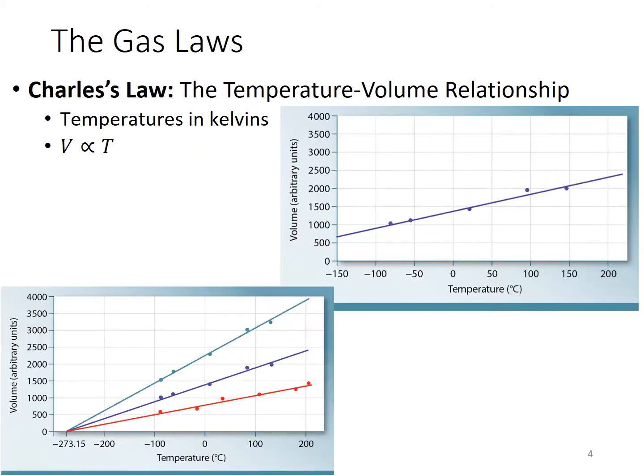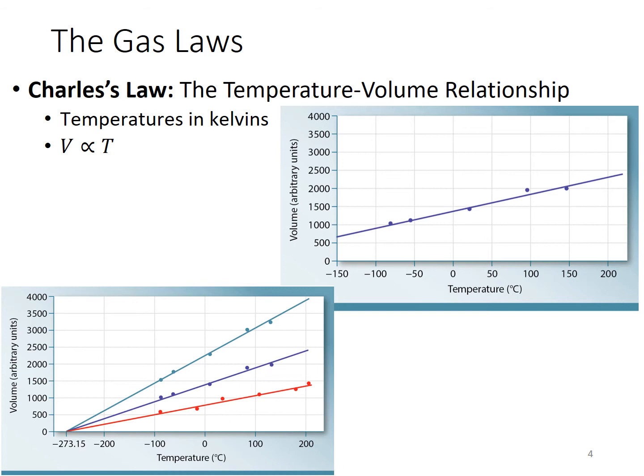All right, the second one is Charles' law. This is the temperature-volume relationship. And it's saying volume is proportional to temperature. An important note here is that you need to have temperature in kelvins for this to work out. And I think we have some familiarity with this. If you leave your bike tire in your hot car, for example, that gas will expand and you can blow out your tire.